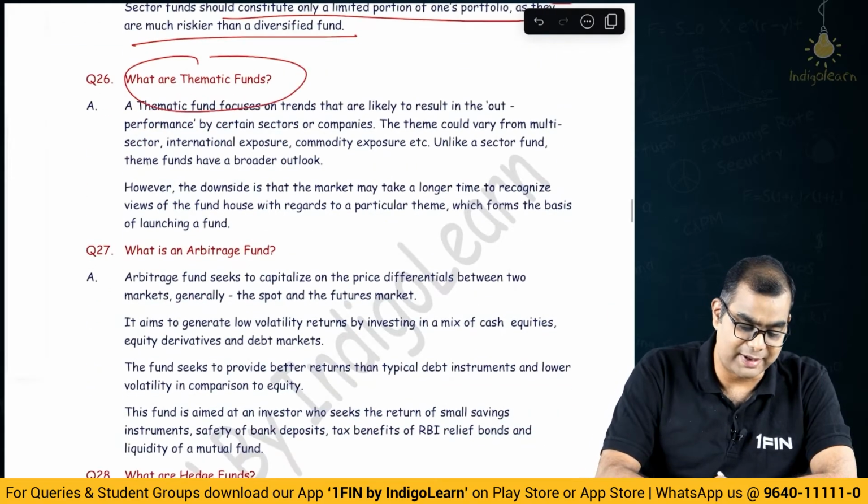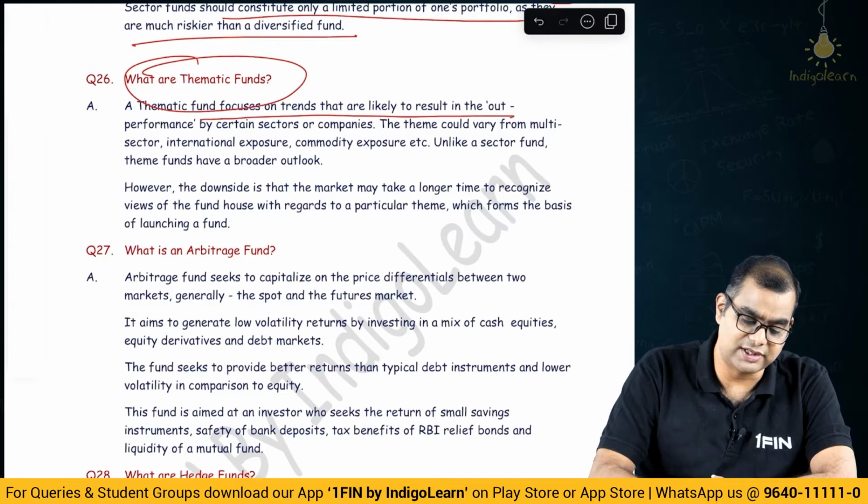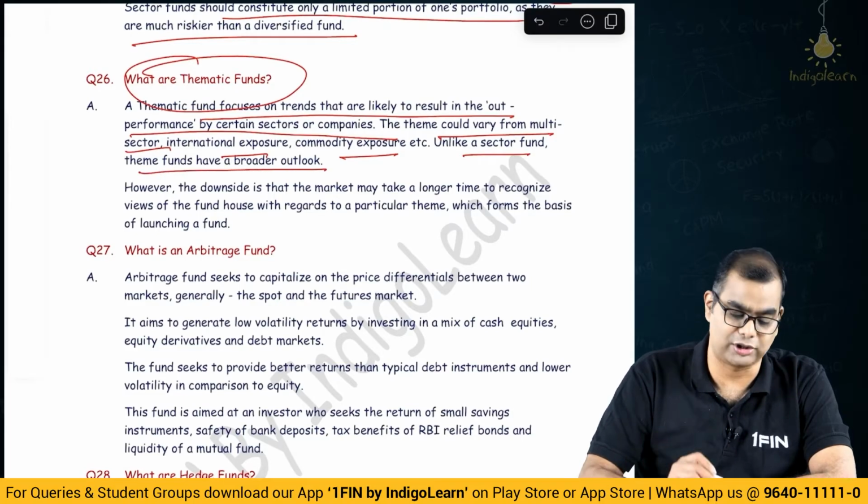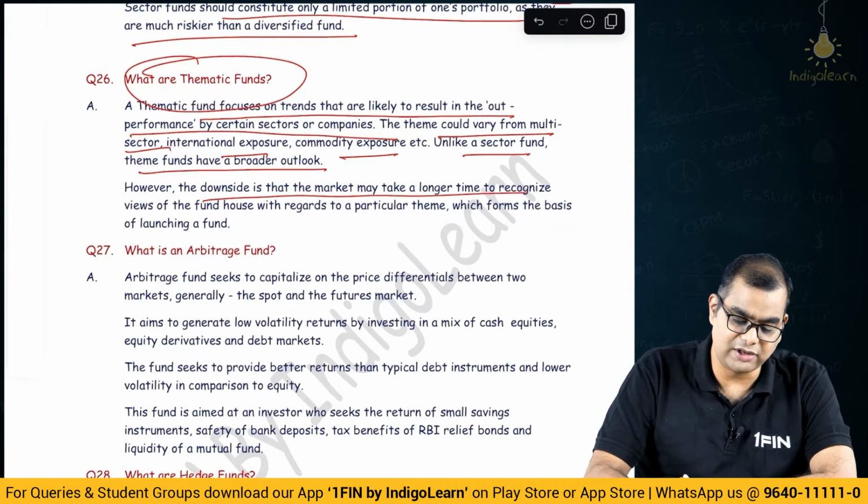Then you have something called as thematic funds. Now, what are these thematic funds? A thematic fund focuses on trends that are likely to result in outperformance by a certain sector or company. These themes could vary from multi-sector, international exposure, commodity exposure, and unlike a sector fund, the thematic funds have a broader outlook. However, the downside is the market may take a longer time to recognize the views of the fund house with regard to a particular theme, which forms the basis of launching a fund.